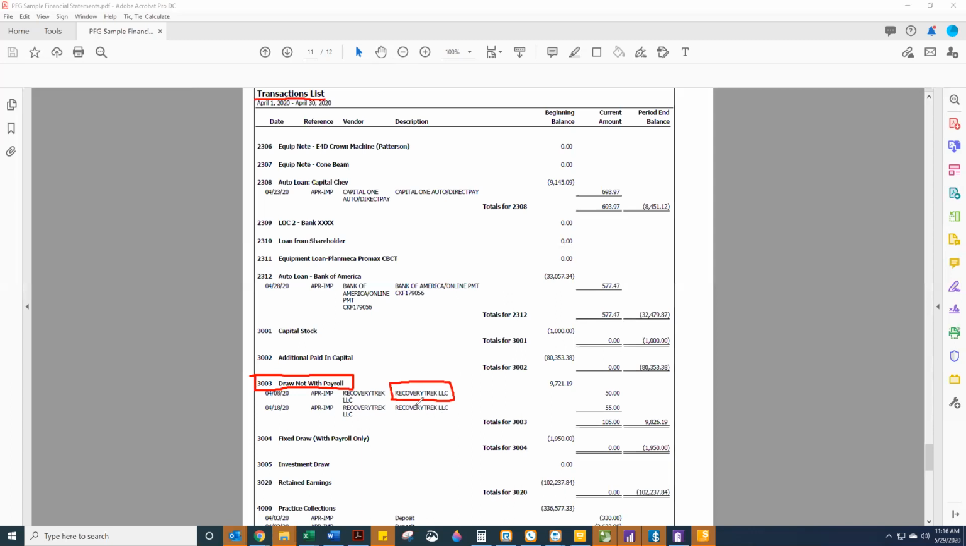And so what we want you to do, doctor, every month is to look at this report, look at this account, 3003 draw not with payroll, and if there's a number in here that is an actual business expense, to just reach out to me, reach out to your financial planner or your accountant, and let them know, hey, this expense was an actual business expense. Please move it into meals or supplies or whatever it is.